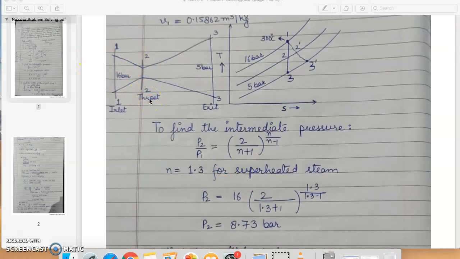So the three pressures are known now. As from the TS diagram, we can say that this top pressure, the inlet, is 16 bar, this intermediate pressure is now 8.73 bar, and this bottom pressure, that means the exit pressure, is 5 bar. The initial condition is 300 degrees Celsius at 1, then till the point 2 it is the expansion till the throat, and then 2 to 3 is from the throat to the exit.